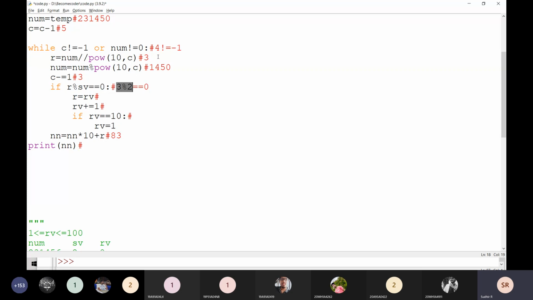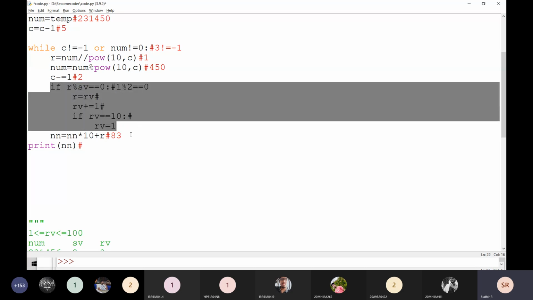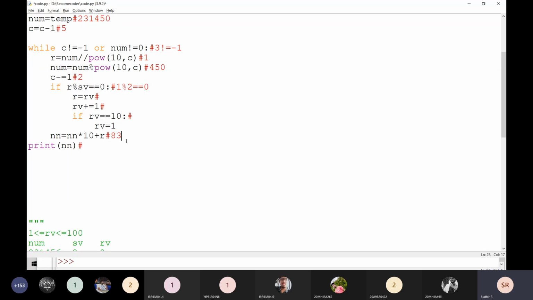Then the next value is going to be 1, and it is checking that 3 is not equal to minus 1. Yes, it is true, and the first digit is 1 and the remaining digit is going to be 450, and C becomes 2. And again I am checking whether 1 is divisible by 2. No, 1 is not divisible by 2. Then it is not moving inside, and it is coming here: 83 into 10, 830 plus 1, then it becomes 831.